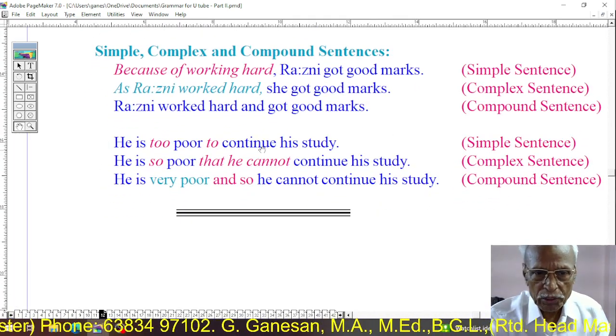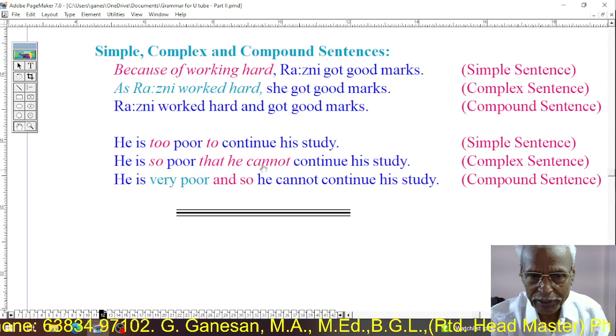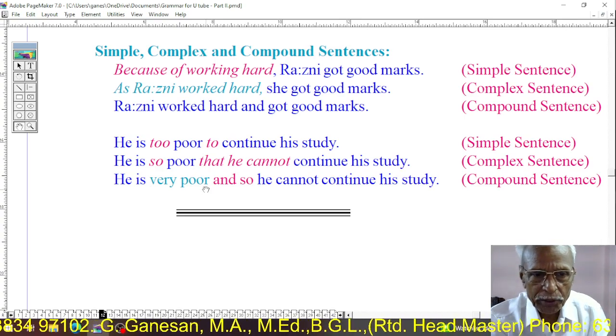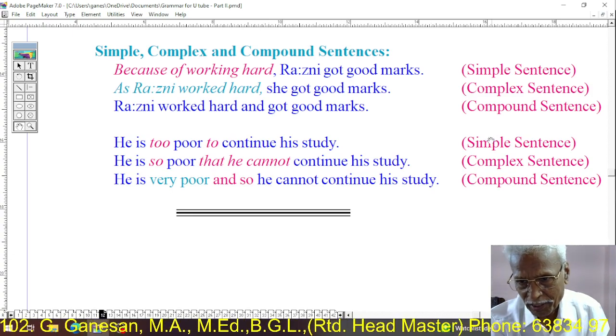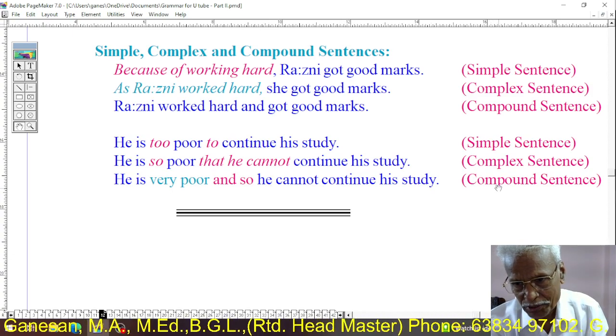He is too poor to continue his study. He is so poor that he cannot continue his study. He is very poor and so he cannot continue his study. One is simple, another is complex, and another is compound.